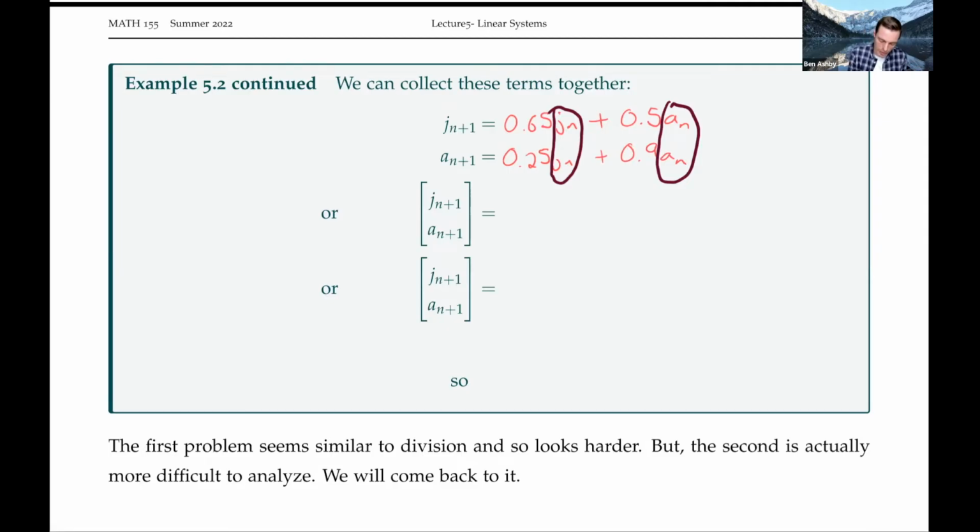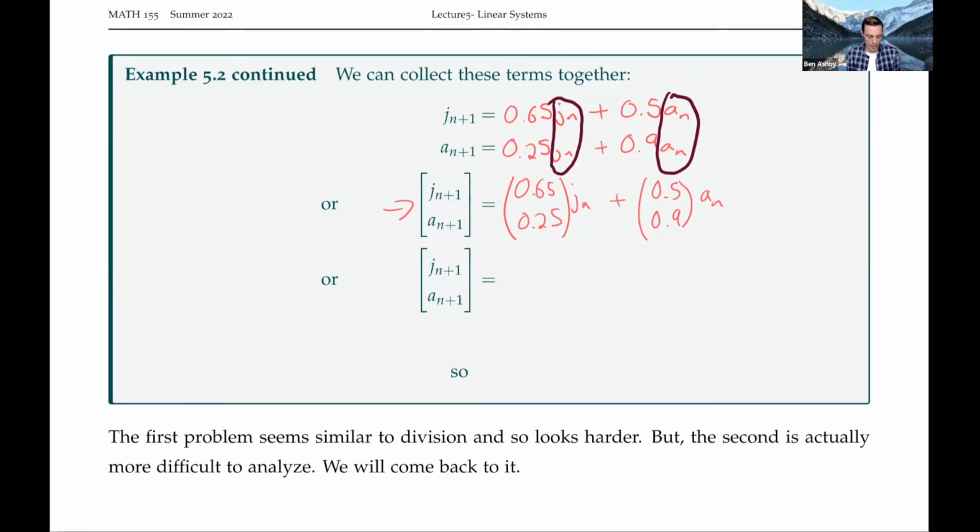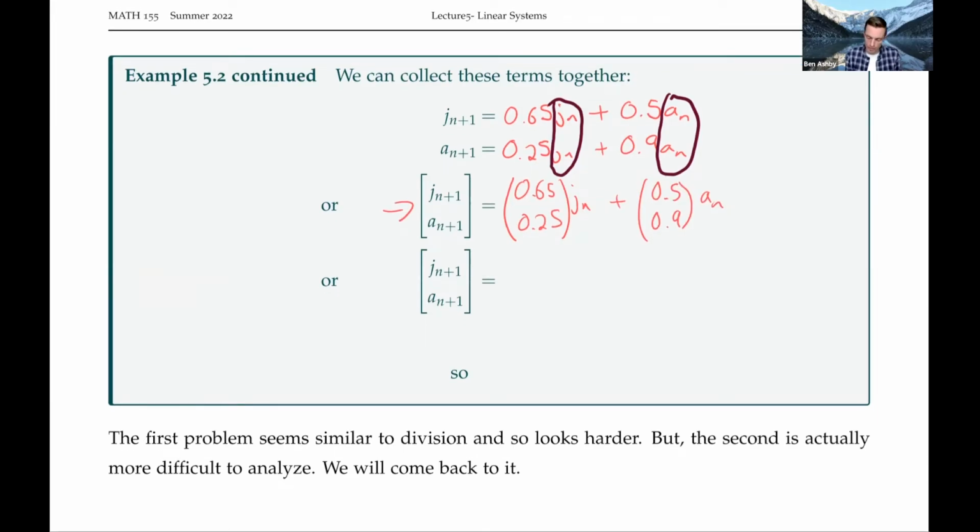So that means that we can write this as a vector equation. We have JN+1, AN+1 as a vector on the left-hand side here, and we can group our coefficients for JN together. So if I write this as 0.65, 0.25 times JN, and add this to a vector of 0.5 and 0.9 times AN, then again this is going to give us exactly the same as what we had above, just like we had in the example for tomatoes and figs previously.